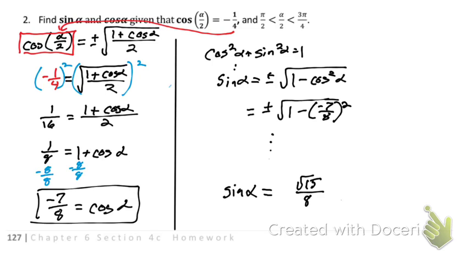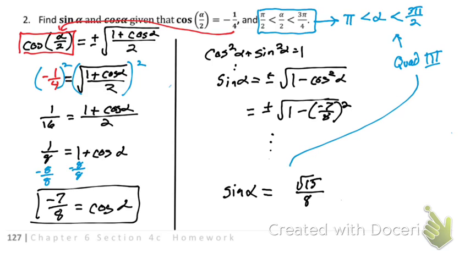Now you have to decide if it's positive or negative. In this case, we are dealing with sine alpha. Notice this is alpha over 2, so you need to multiply everything in the given interval by 2 to give you pi is less than alpha is less than 3 pi over 2. Remember, I just multiplied everything by 2. That says alpha is somewhere between pi and 3 pi over 2, which is quadrant 3. Since we're in quadrant 3, this would be negative.